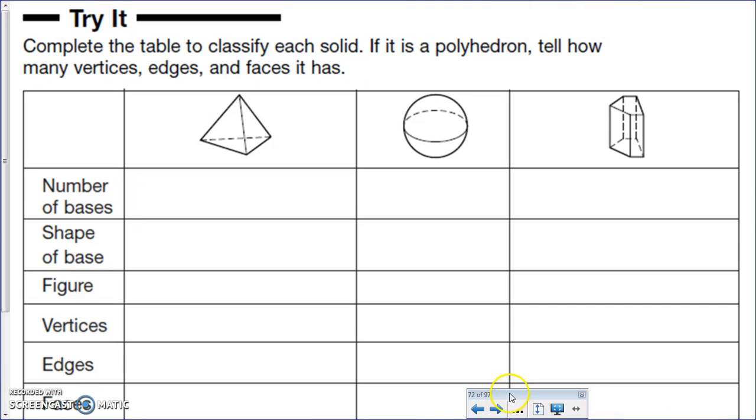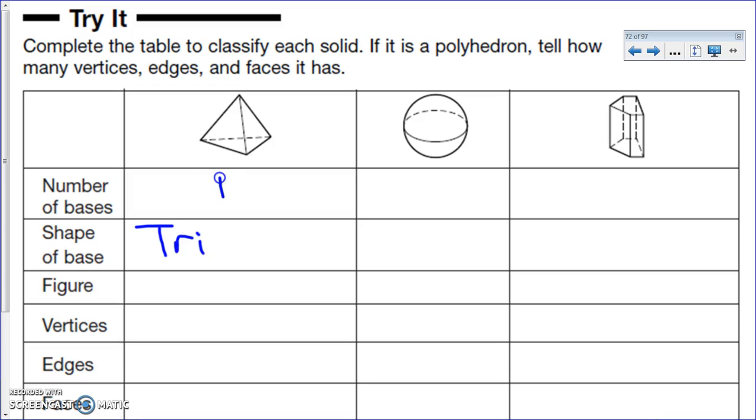Try it. Complete the table to classify each solid. If it is a polyhedron, tell how many vertices, edges, and faces it has. So the first one we have there, the first thing we have to look at, we can tell it only has one base, and the base is a triangle. So that gives us a triangular pyramid.